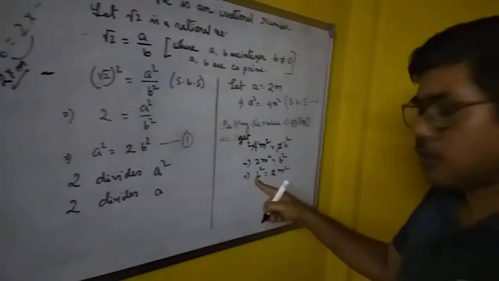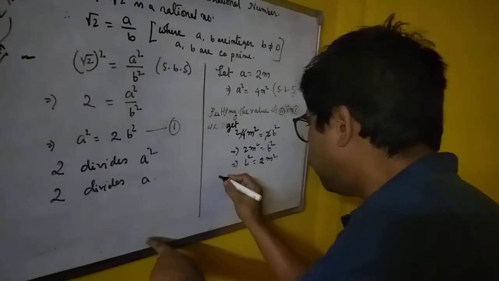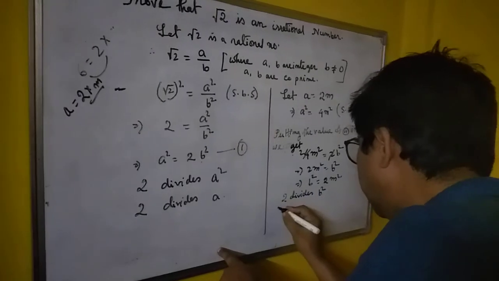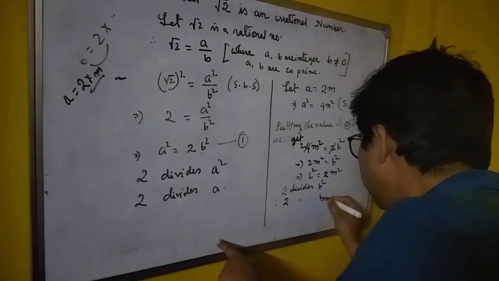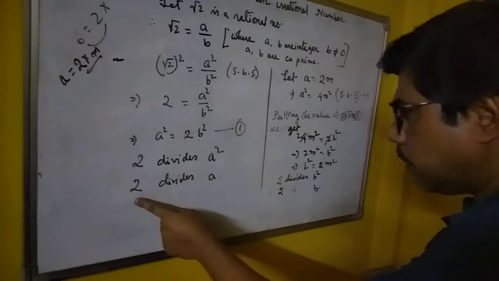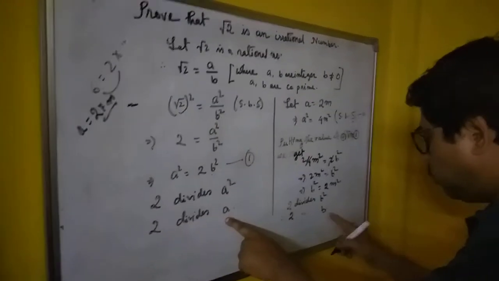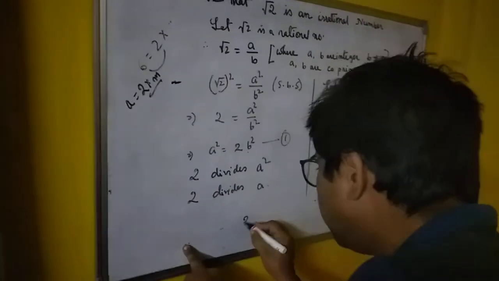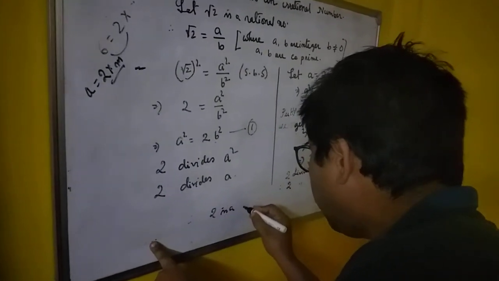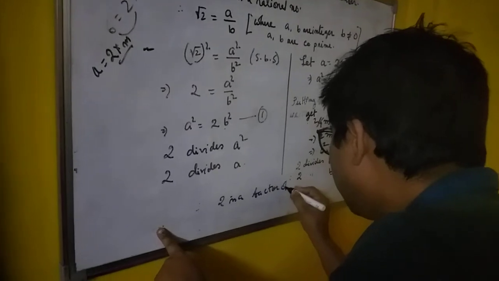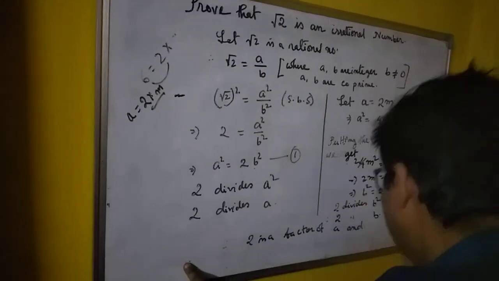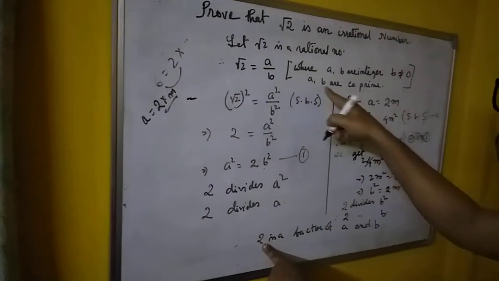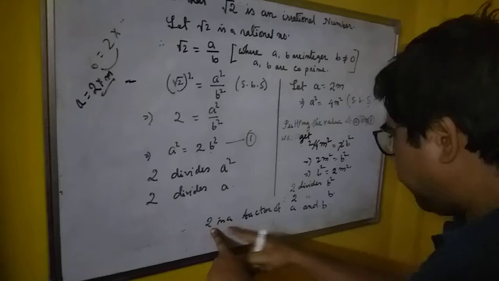So b squared equals 2m squared means again 2 is a factor of b squared, which means 2 divides b squared. And therefore 2 divides b. But what do we get? 2 divides a means 2 is a factor of a, and 2 divides b means 2 is a factor of b. Therefore, 2 is a factor of a and b. But what we took is that a and b do not have a common factor other than 1.